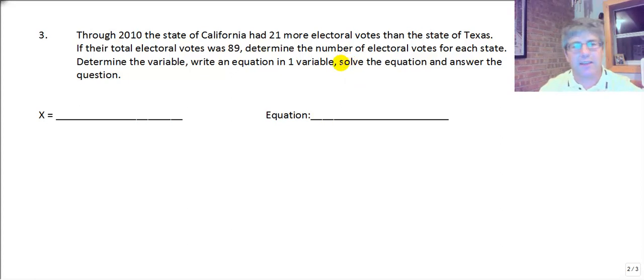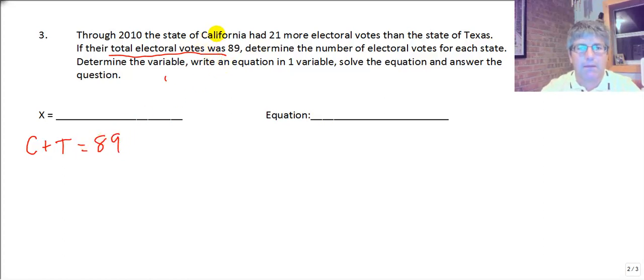This one's a little bit tougher, and actually I think this is a problem that might lend itself pretty well to 2 variables. But we've got a total number of electoral votes is 89, so we kind of know that California plus Texas equals 89. And we also know California had 21 more votes than Texas. So that's like C equals Texas's electoral votes plus 21. If I added 21 to Texas, I'd get California's.